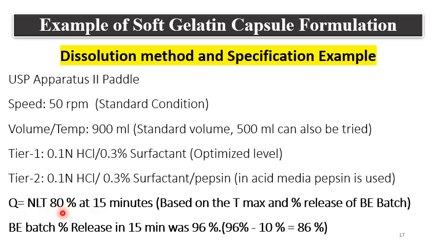The specification is given based on the biobatch: not less than 80% at 15 minutes, based on the Tmax and the percent release of the BE batch. For the percent release of the BE batch, I have considered the batch with 0% crystalline form present. So it was showing 96%. So the criterion of minus 10% is applied, and 96 minus 10% gives 86%. So it is very clear that not less than 80% Q can be given for 15 minutes.